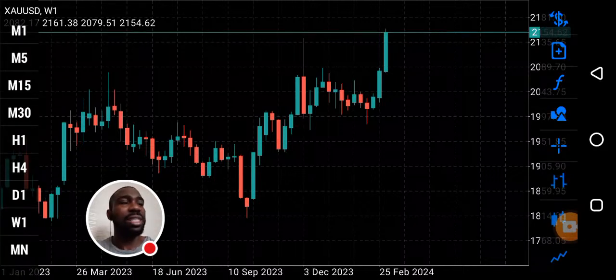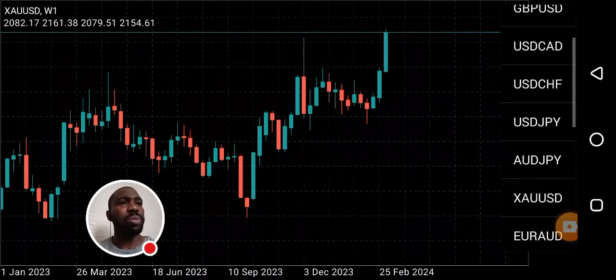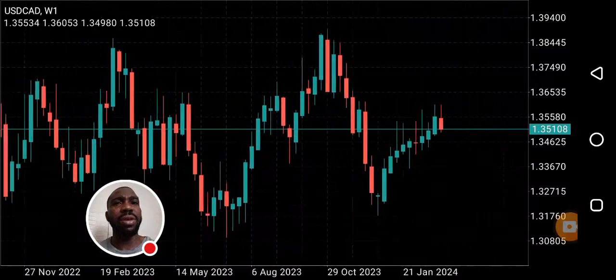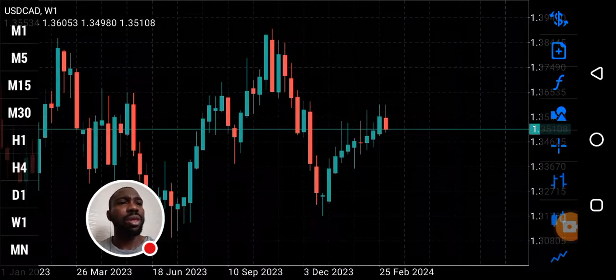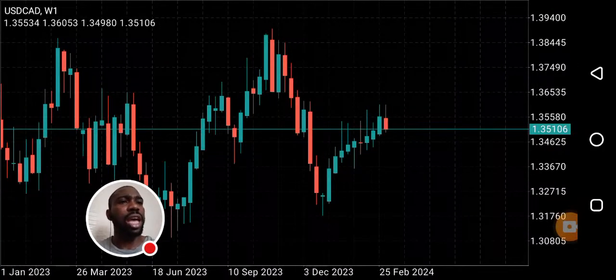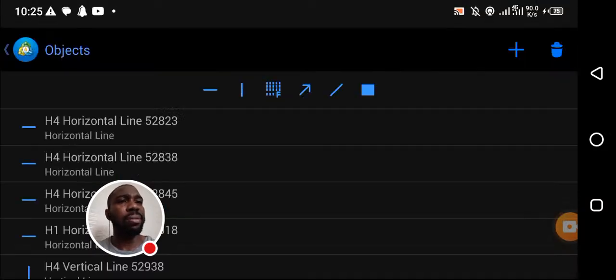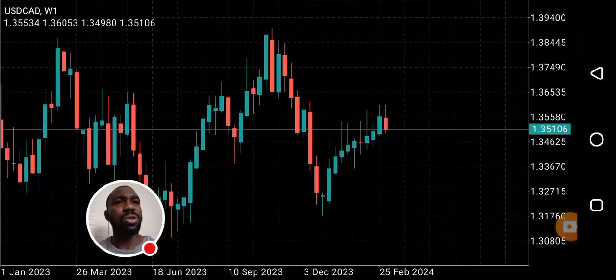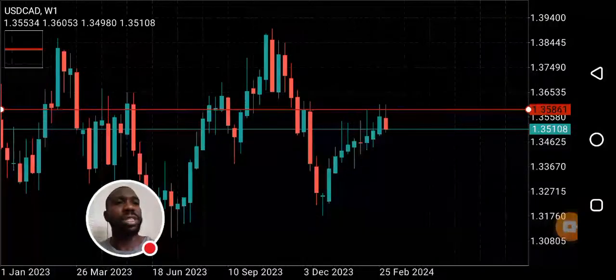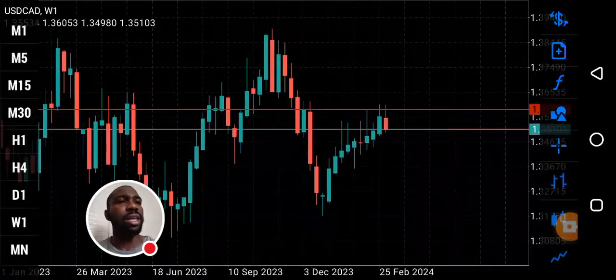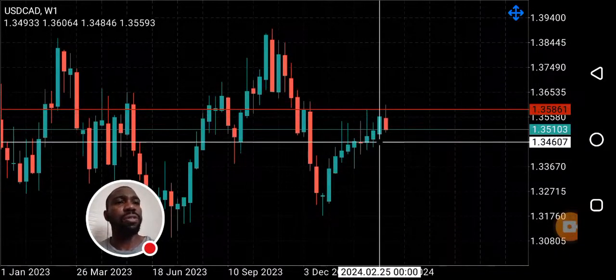Okay, let's look at what Mr. Adamu says we should look at: USD CAD and USD JPY. We should expect a bearish move on USD CAD. You can see last week's candle and how it closed. It closed as a bullish candle. You would also notice that we had a previous resistance here, and I think that was why we saw a little rejection from that level.